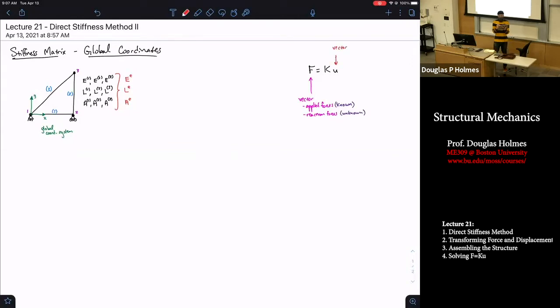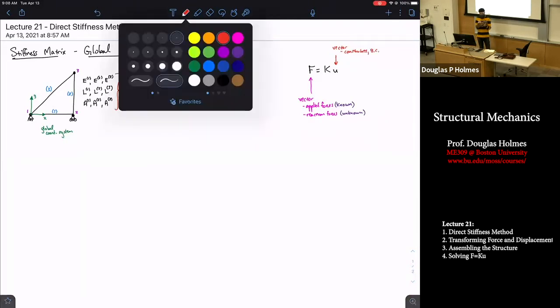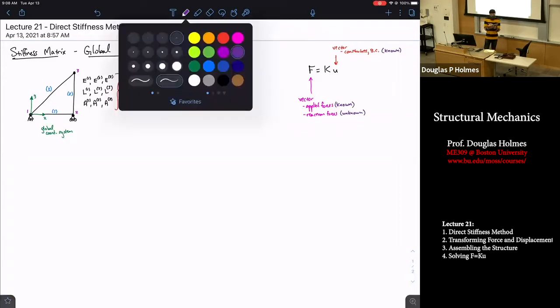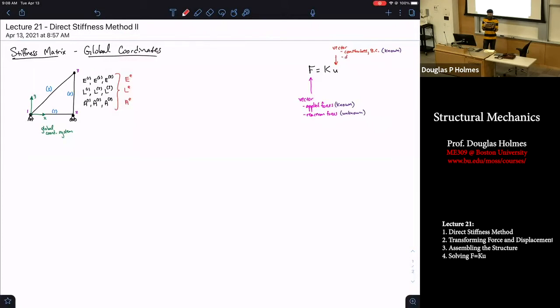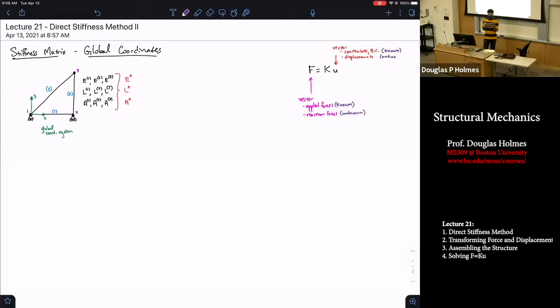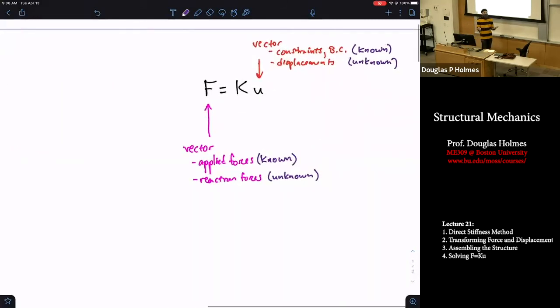U is also a vector; these are displacements. This contains your constraints, or boundary conditions, which are generally known. And it contains your displacements of everything else, which are generally unknown. So each of these vectors will typically have some components that you know and some that you don't know. This is all we're trying to do: solve this.